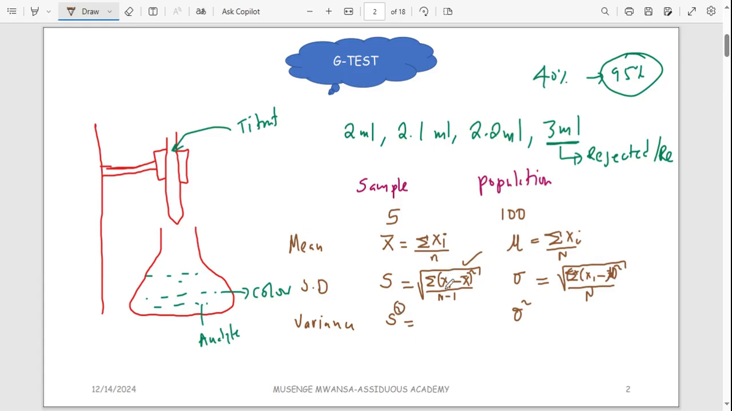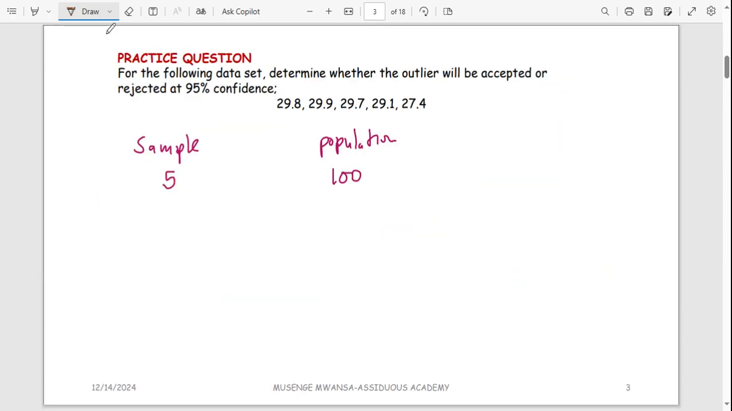So the square and the square root will cancel out. Okay, so basically that is what we do. So let's consider a question here. For the following data set, determine whether the outlier will be accepted or rejected at 95% confidence.